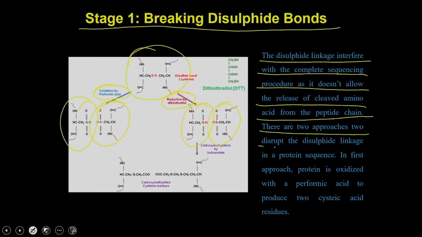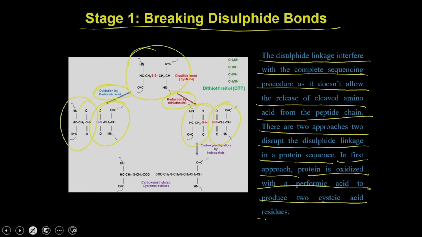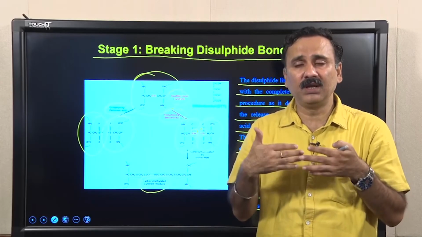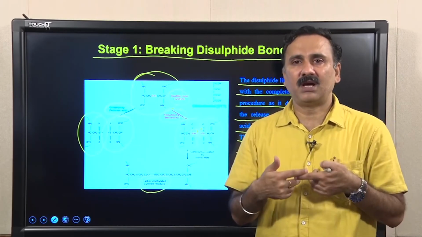There are two approaches to disrupt the disulfide linkages in a peptide sequence. In the first approach, the protein is oxidized with performic acid to produce two cysteic acid residues, whereas in the second approach you can use DTT, and that is going to break the bond. Once the disulfide linkages are broken, you can add some reagent so that it remains like that. You have to block these SH groups with some blockers so that they do not re-form, because as soon as the conditions become oxidizing again, these disulfide linkages are going to be formed.